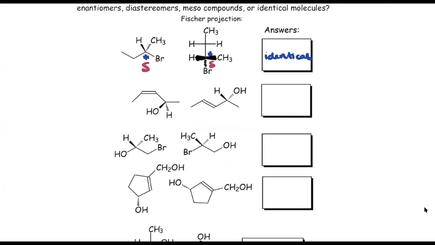Okay. For this next one, not gonna lie, I don't even have to find the absolute configuration because I see one thing that jumps out at me, and that is this double bond right here. Notice that in one, my double bond is going to be Z. In the other one, my double bond is going to be E. You can also say cis and trans. Right off the bat, you can tell they're not mirror images of each other. So because of that, they are going to be diastereomers.